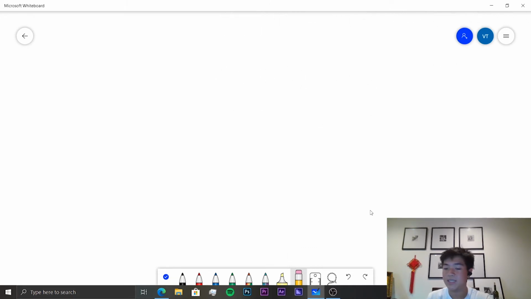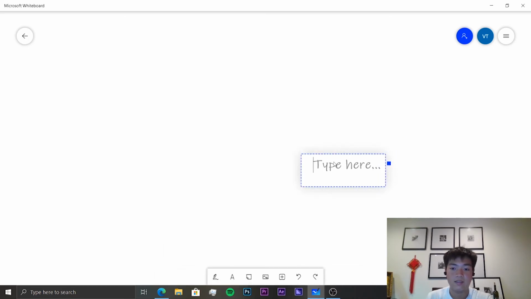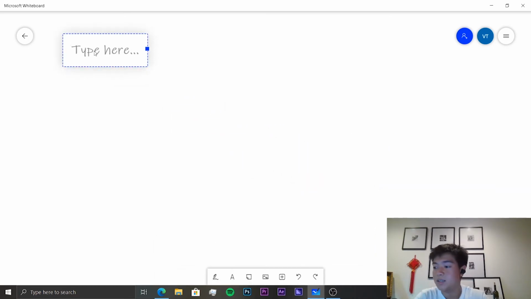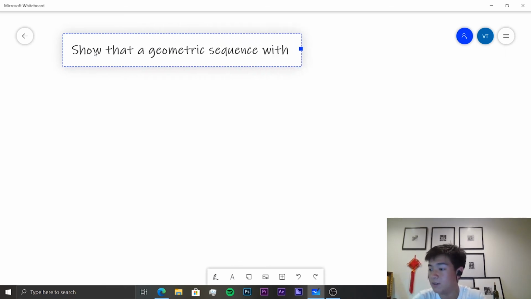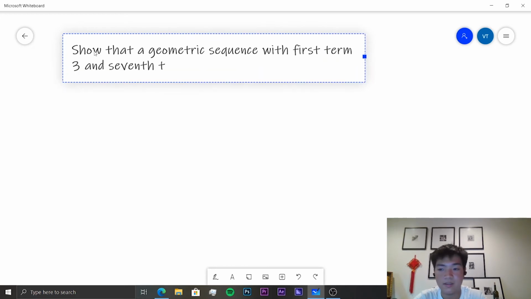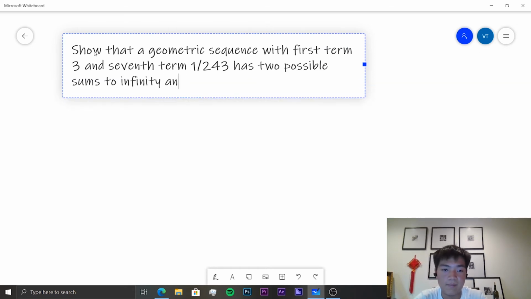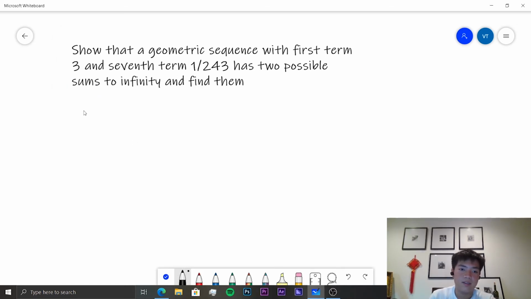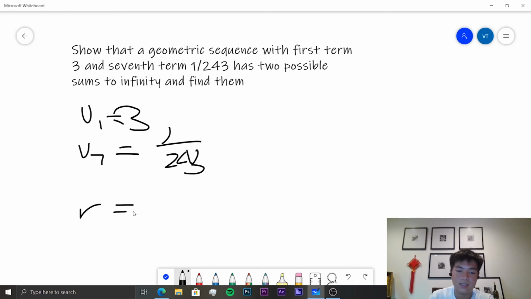In this case, 11. Show that a geometric sequence with first term 3 and seventh term 1 divided by 243 has two possible sums to infinity and find them. Okay, so we know the first term is 3, and we know the seventh term is equal to 1 divided by 243. So the common ratio is clearly 1/3 or negative 1/3.